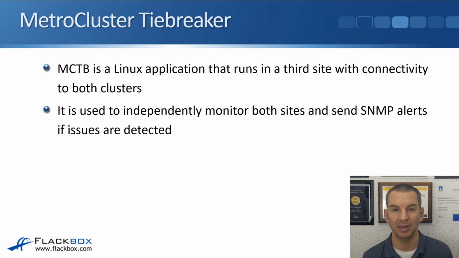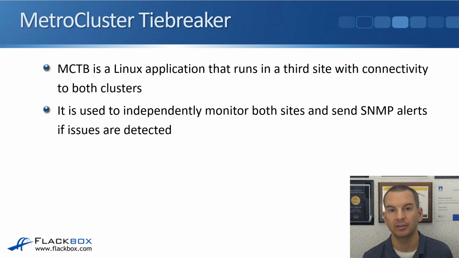With MetroCluster Tiebreaker, we have a third site monitoring the connectivity. So we have to lose connectivity going to two different locations rather than just one, making sure that it's not just a network outage. So MCTB, MetroCluster Tiebreaker, is a Linux application that runs in the third site with connectivity to both clusters. That network connectivity to both clusters should be on a separate path. You don't want to have a single point of failure for both paths on your networking, or you could have that split brain situation again.